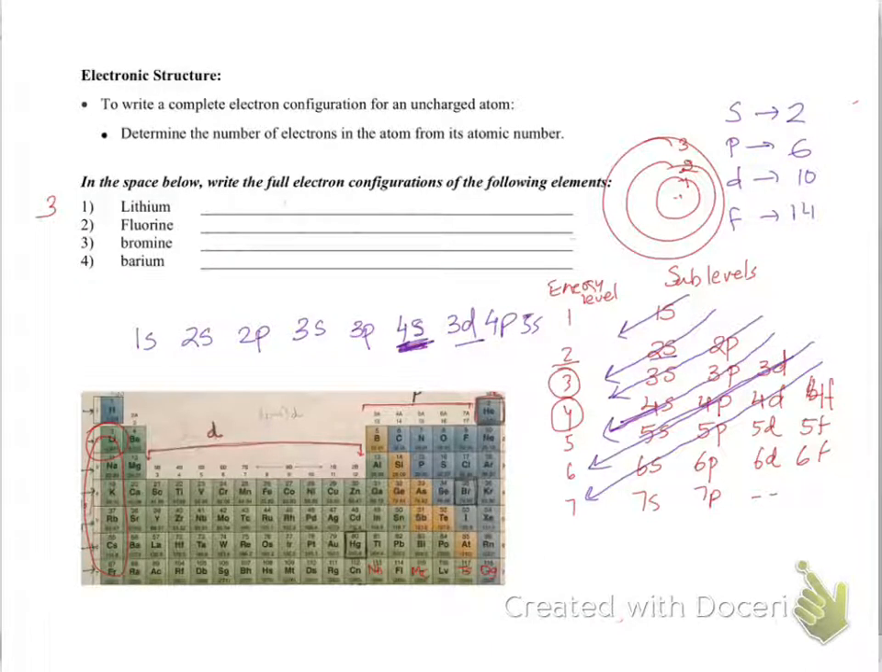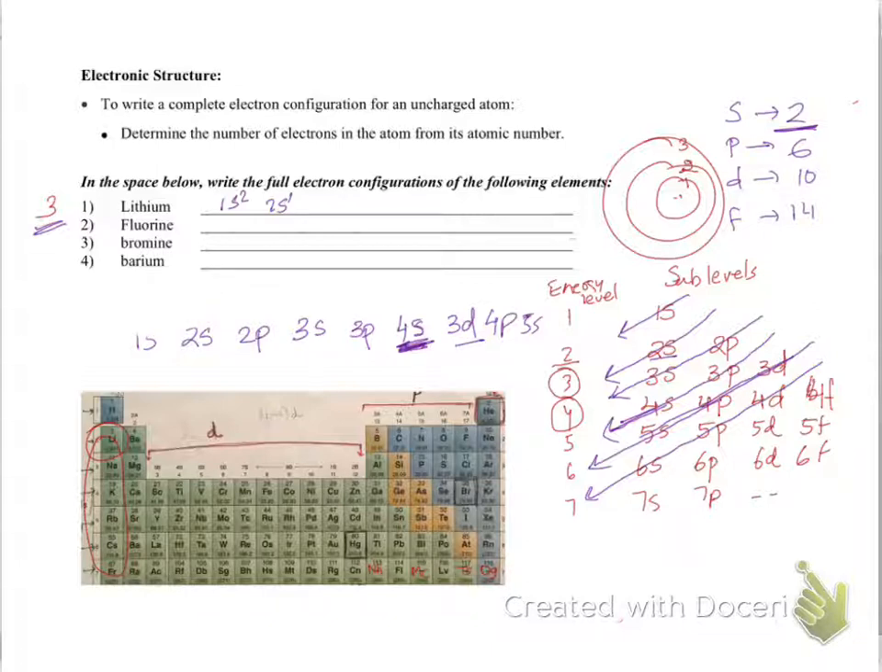So for example, lithium atomic number is 3. So what will be its electronic configuration? Your first 2 electrons will go here. Remember, S can have maximum 2. How many are left? 1. So 1 here. That means lithium electronic configuration is 1s2, 2s1. Let's look at the next example.